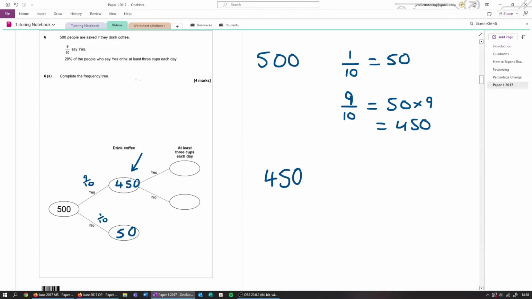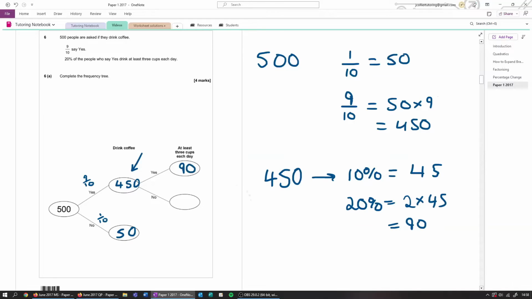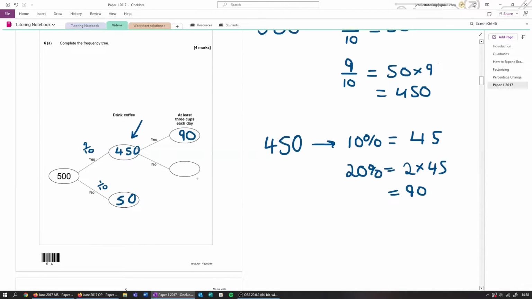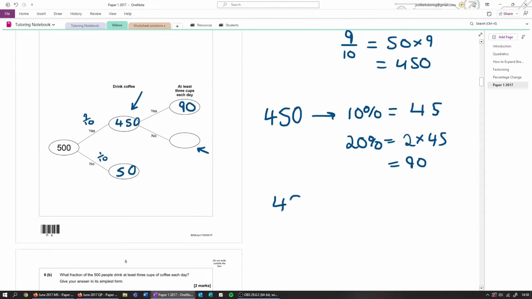Okay, so of the people who say yes, so now out of the 450, that's the important bit, 20% of the people drink at least 3 cups a day. Okay, so let's find 10% of the people. Well, this is easy. We're dividing by 10, because there are 10% in 100%. So 20% will be 2 times 10%, which is 2 times 45, and we get 90. So we get 90 in here, and now in the other bit, as per previously, there has to be an amount in here that adds with the 90 to make 450, otherwise we've lost people. So let's figure out what that amount is. Well, it must be 360.